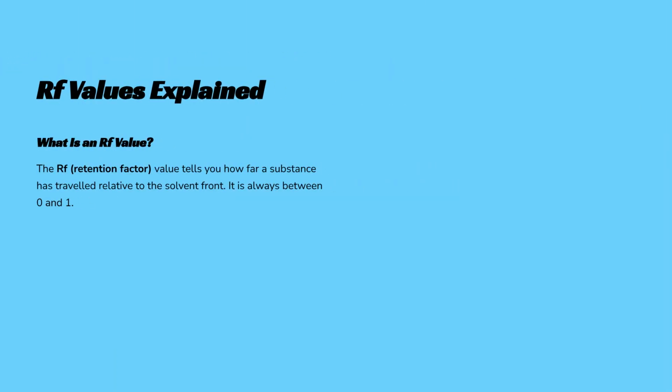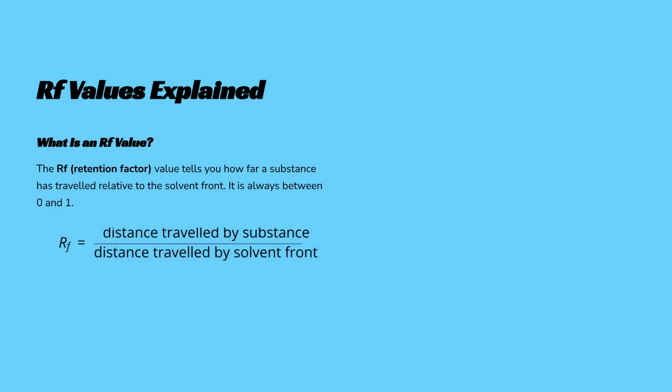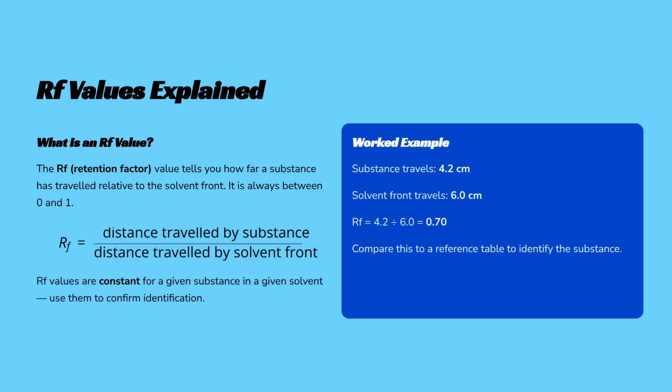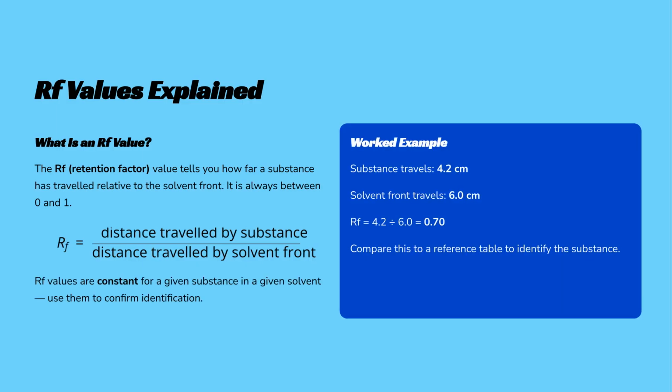The RF, or retention factor value, indicates how far a substance has traveled relative to the solvent front. Calculate it by dividing the distance traveled by the substance by the distance traveled by the solvent front. RF values are constant for a given substance in a given solvent.